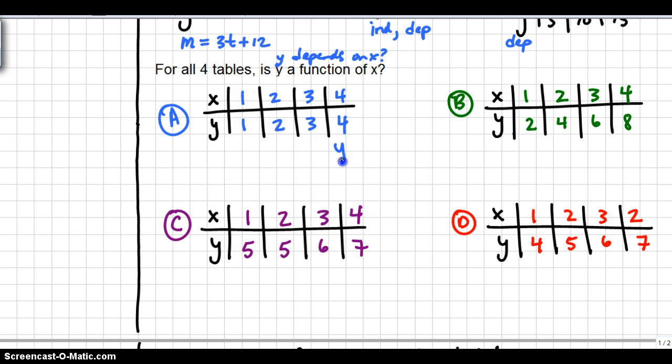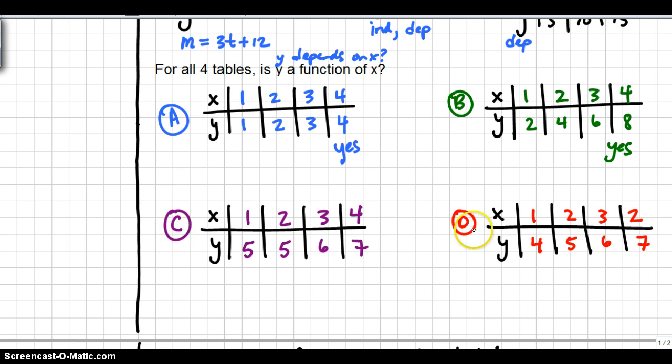And so we would say yes here. Each x is paired with a unique y. How about on example B? You plug in a 1, you get a 2. Plug in a 2, you get a 4. Plug in a 3, you get a 6. Plug in a 4, you get an 8. All of those values are unique from each other, so we would say yes. Y is a function of x for example B.